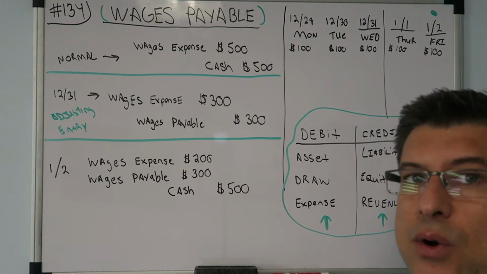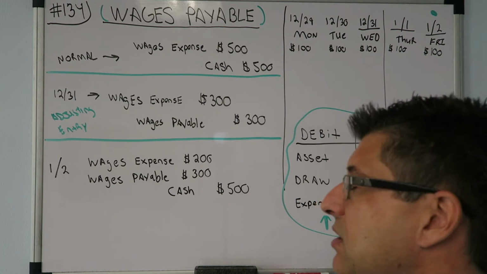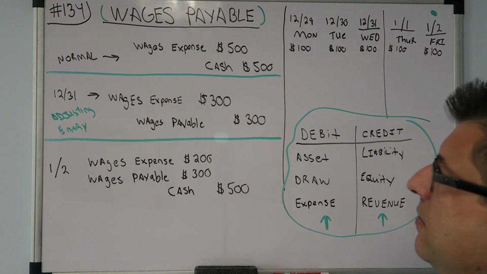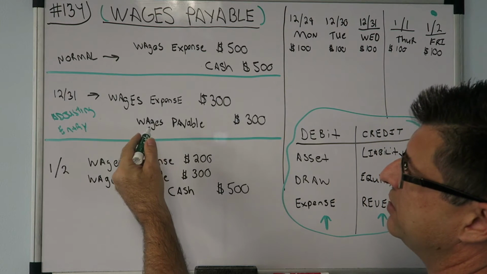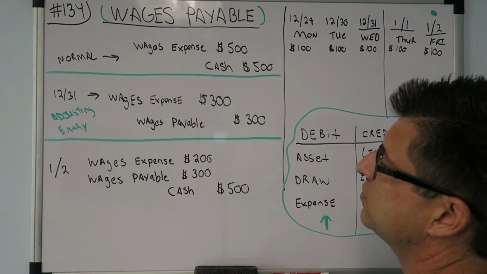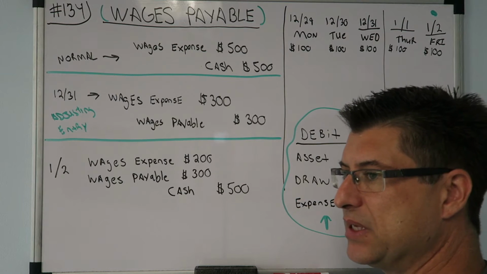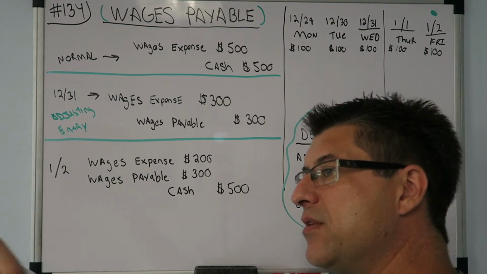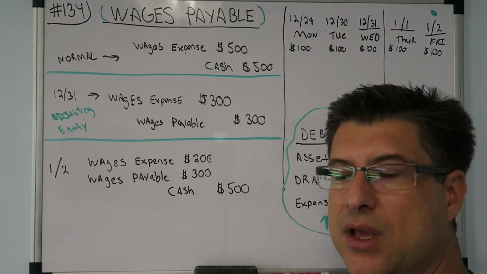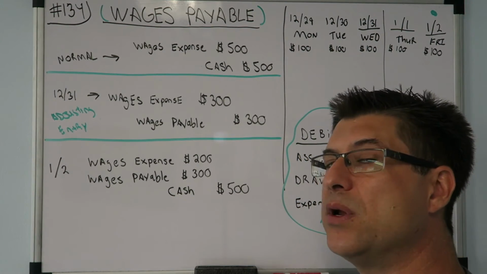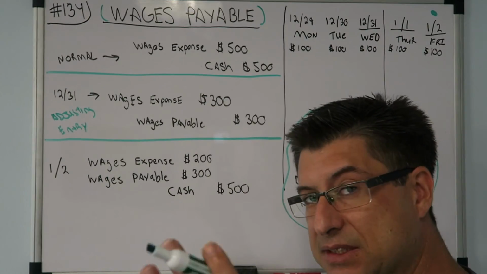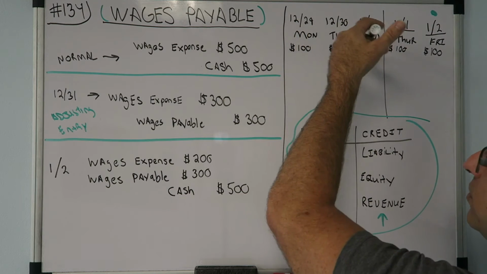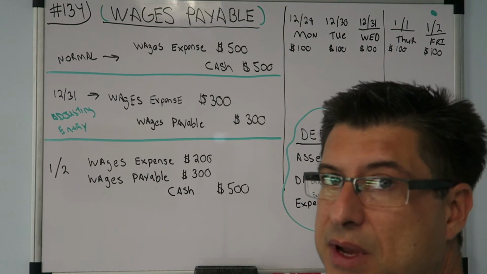Is it going up in value? Yes, it is. If a liability is going up in value, it's going to be credited. And there's our wages payable for $300, because we want to have an accurate representation of the business at this time. We actually didn't give our employees any money, but we owe it to them at this date, because they worked 3 days. They worked 3 days for us, so that's a wages expense.